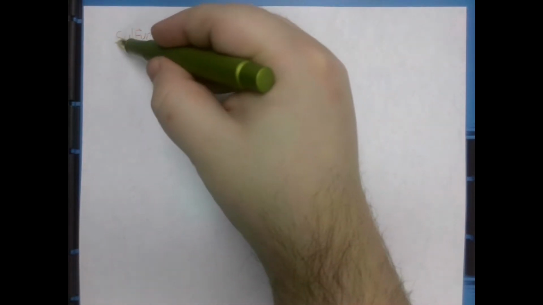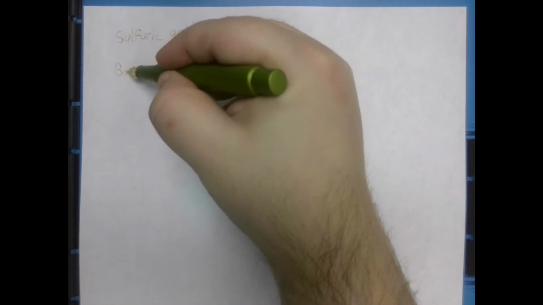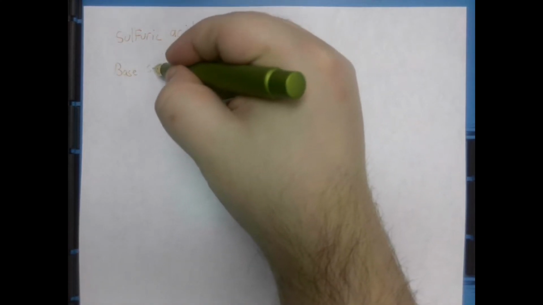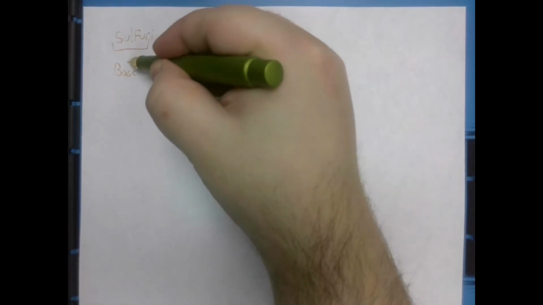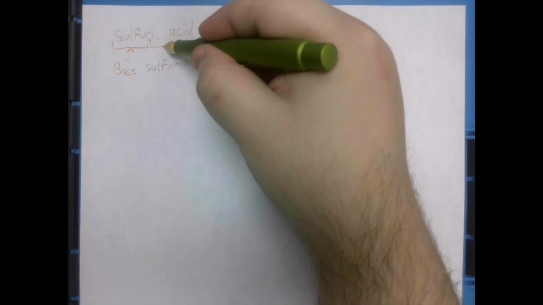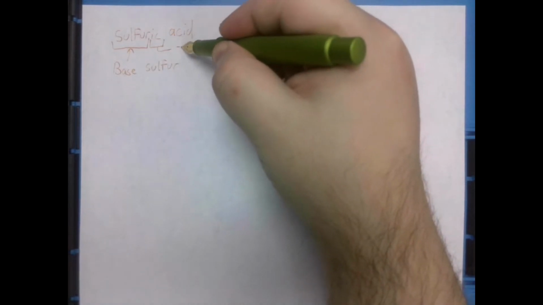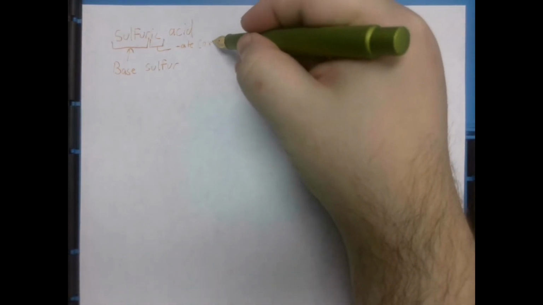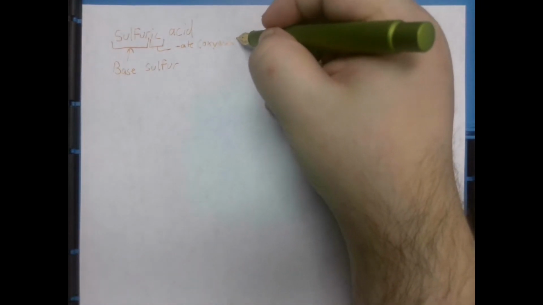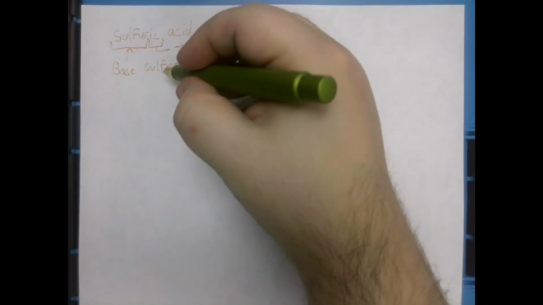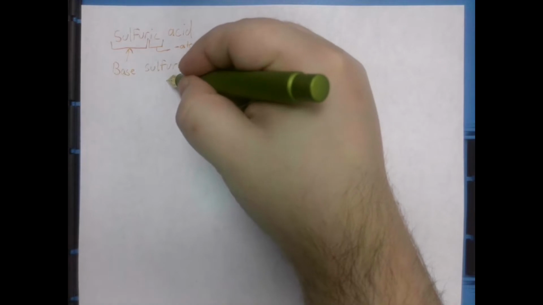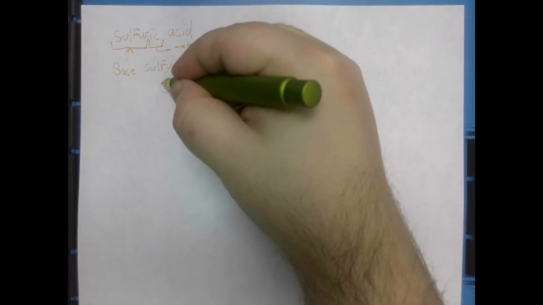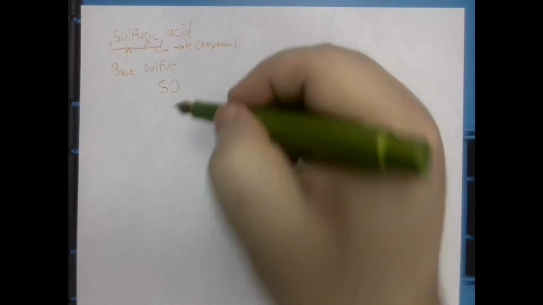It tells you that the base, so the base is sulfur. We get that from this portion. And this portion tells us that this is going to be the -ate version of it. So -ate referring to the oxyanion. So that means it's going to be SO with some number of oxygen.